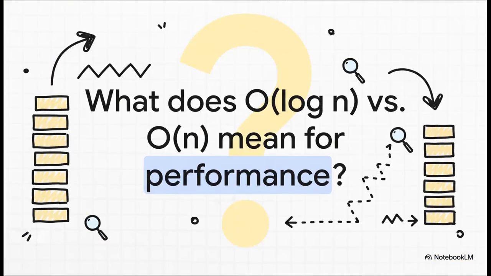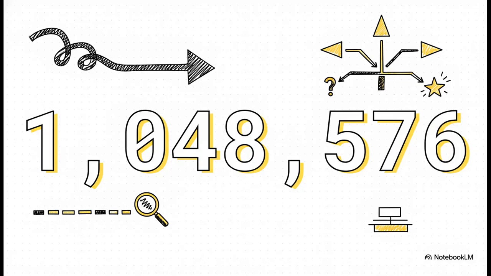You know, it's easy to throw around terms like O of n and O of log n, but what do they really mean when the rubber hits the road? The difference in scale can be kind of hard to wrap your head around, so let's make it real. Let's use a concrete example. Let's imagine we have a list with just over 1 million items, 2 to the power of 20, to be exact. Now let's picture the absolute worst-case scenario. The item we're looking for is the very last one we'd possibly check. How many steps would each of our algorithms take to find it?